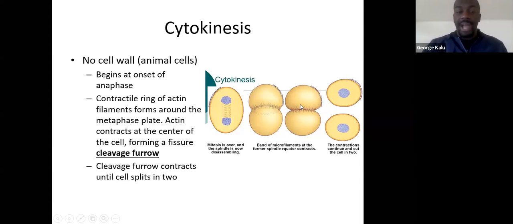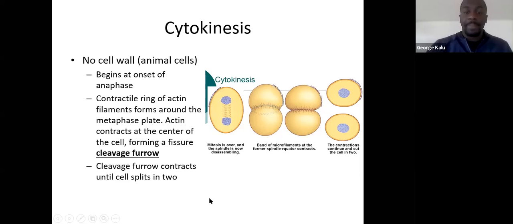As that cleavage furrow, as that actin, constricts more and more, it's going to constrict until you end up pinching your cell into two individual daughter cells. We start off with a full cell here, and our actin filaments begin to pinch until you end up forming two new daughter cells at the end of this whole process. So we started with one, and now we ended up with two. That is how cells are able to divide in animal cells.